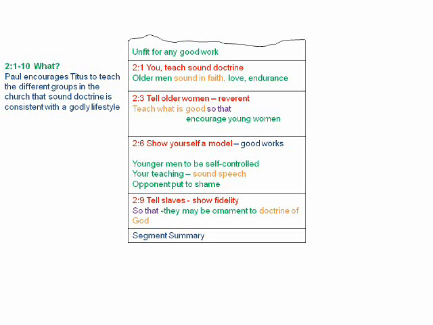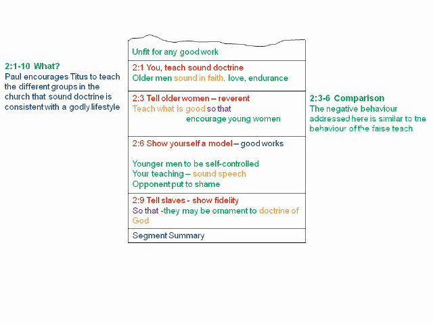And as you look at your chart, you can see very clearly older men, older women, the younger women, yourself, the younger men, and the slaves. It's all very visual. Chapter 2, 3 to 6. There's a comparison there. The negative behavior addressed here is similar to the behavior of the false teachers mentioned in chapter 1, 10 to 16.